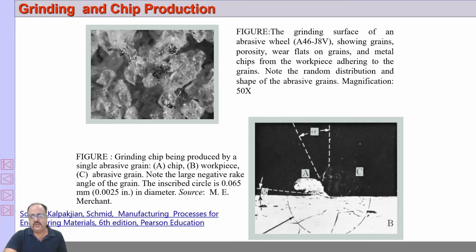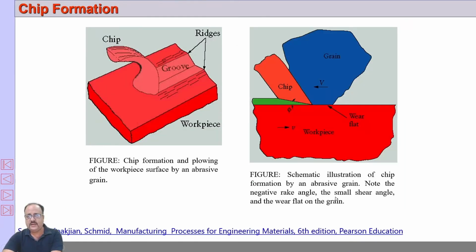This is a beautiful picture, and notice this is a flat portion here on the bottom side, and this is one of the reasons why the grinding specific energy is high and the forces required in grinding are also high. So forces required per unit volume are also high because of this wear flat. In the next slide you will see the wear flat here.